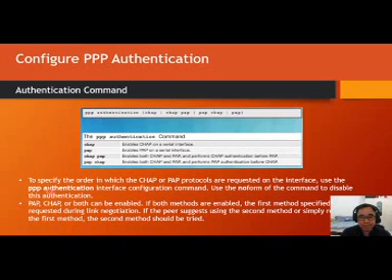Authentication command. To specify the order in which CHAP or PAP protocols are requested on the interface, use the ppp authentication interface configuration command. Use the no form of the command to disable this authentication. PAP, CHAP, or both can be enabled. If both methods are enabled, the first method specified is requested during link negotiation.